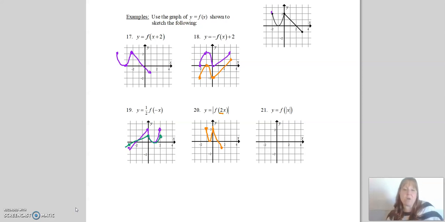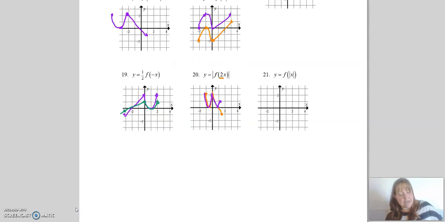Now I do everything outside the function. What it does is it says all of my outputs, all of my y's, are now positive. Everything that comes out of this function is now positive. So I keep everything that's positive, and everything that's negative just becomes positive. So it's not great, but there we go.